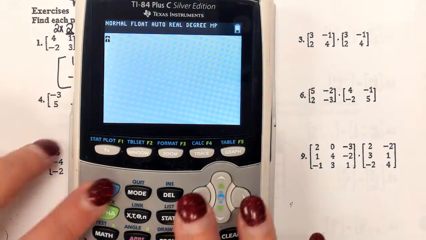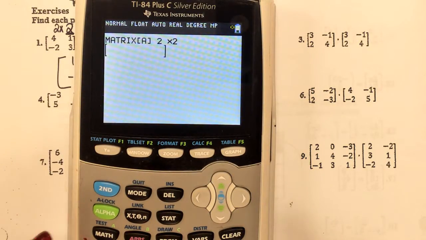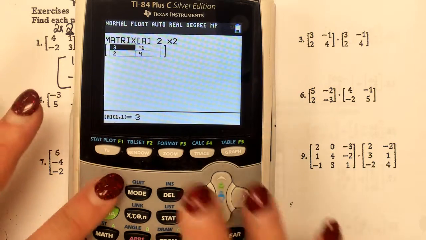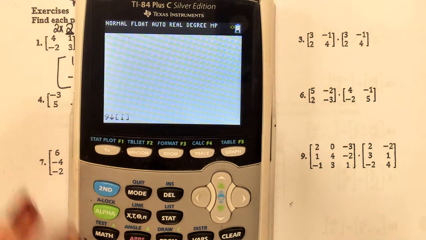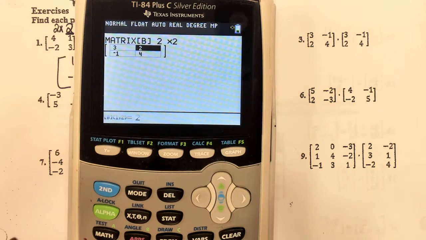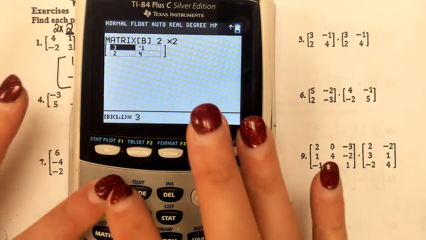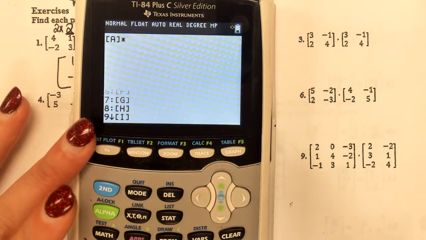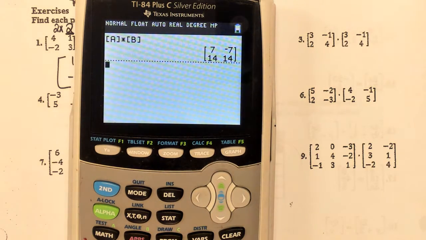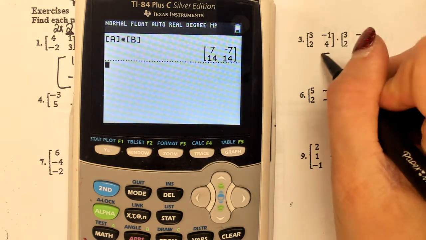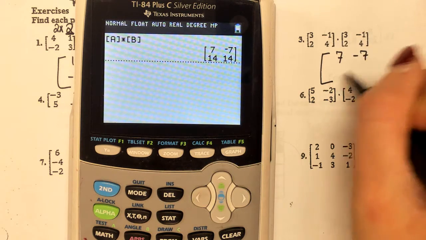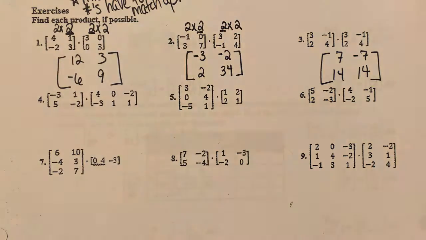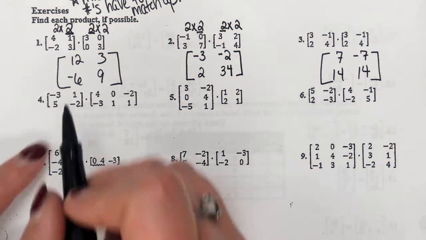All right, for the third one, let me put it in real quick. All right, y'all get that? Sweet. Nina, were you able to enter that, Evan? Okay. All right, let's look at number 4, okay?